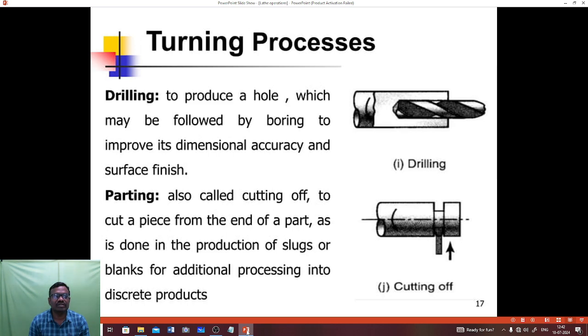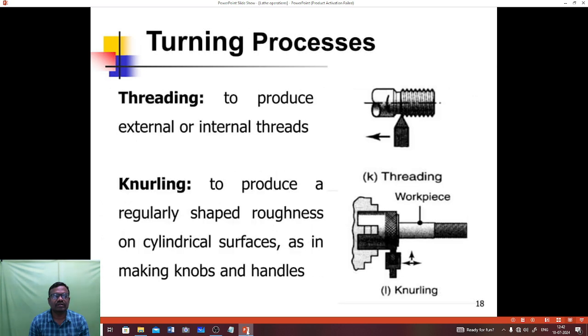Drilling is used to produce a hole, which may be followed by boring to improve its dimensional accuracy and surface finish. Parting, also called cutting off, is used to cut a piece from the end of a part, as is done in the production of slugs or blanks for additional processing into discrete products. Now we will see threading. Threading is used to produce external or internal threads. Knurling is used to produce a regularly shaped roughness on cylindrical surfaces, as in making knobs and handles.